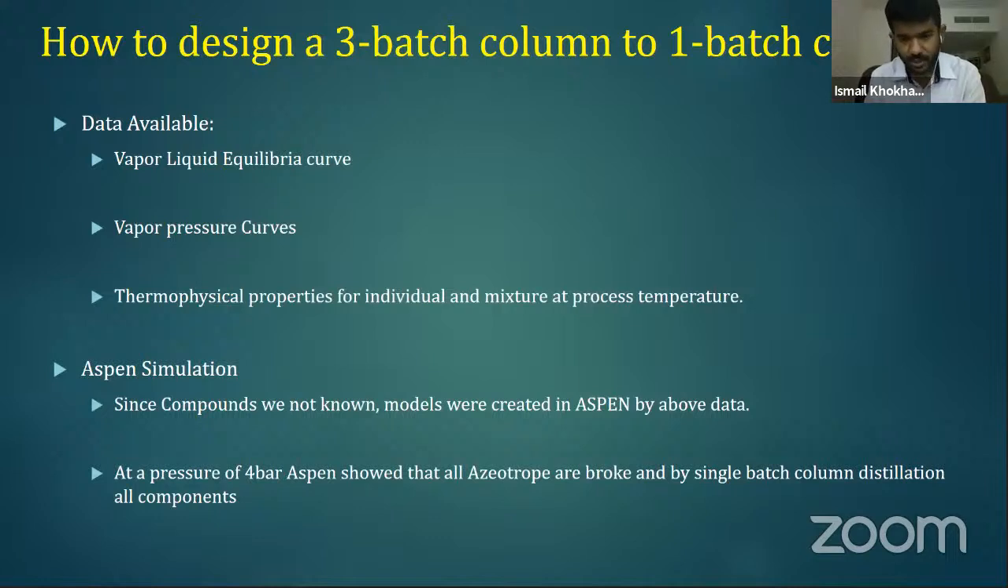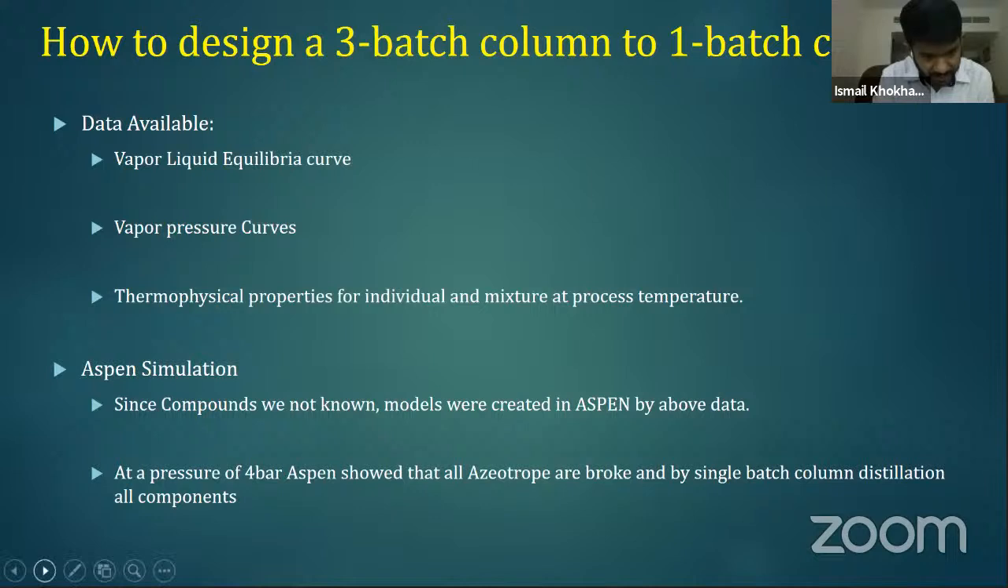whatever data was available with us, the curve generated by Aspen and the VLE curve which we were having completely matched with each other. So based on that, we did some permutation and combination in Aspen, and came to a conclusion that if this distillation was carried out at a higher pressure, like 4 bar, it showed that there will be no single azeotrope. All azeotropes will break, and it can be done in the single batch column.